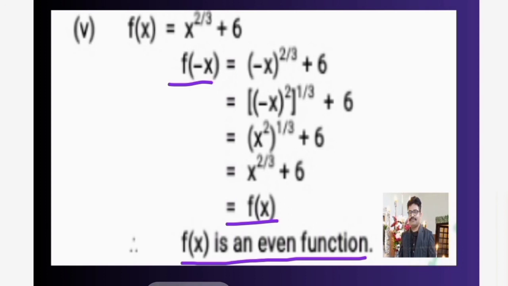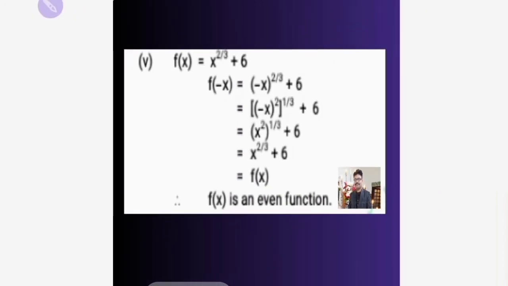If f of minus x is equal to minus f of x, it is an odd function, as I've told in the first and third part. And if f of minus x is equal to f of x, it will be an even function. And if f of minus x is not equal to f of x with positive or negative sign, the function will be neither an even function nor an odd function.